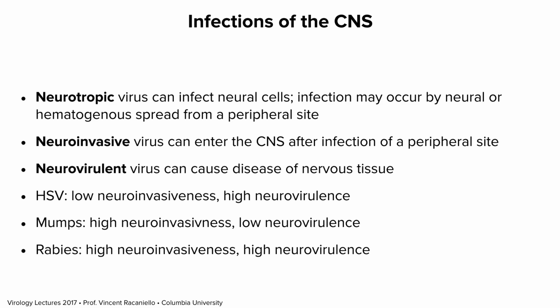Mumps virus. Mumps is a virus that used to infect every kid in school age. I had mumps as a kid, and then we developed vaccines, so nobody gets mumps anymore unless you don't get vaccinated. But it turns out that in 50% of kids with mumps, they had virus in their brains, but they were fine. So we say mumps has high neuroinvasiveness. It readily gets into the brain from the respiratory tract, but it's low neurovirulence. It does not cause disease.